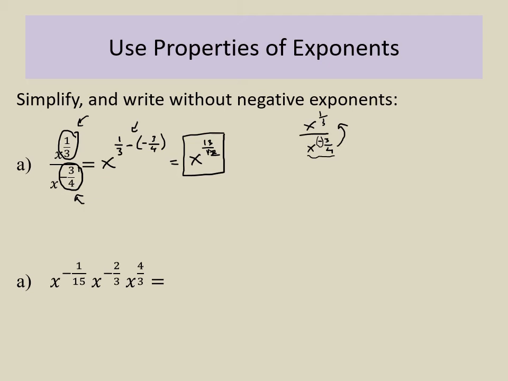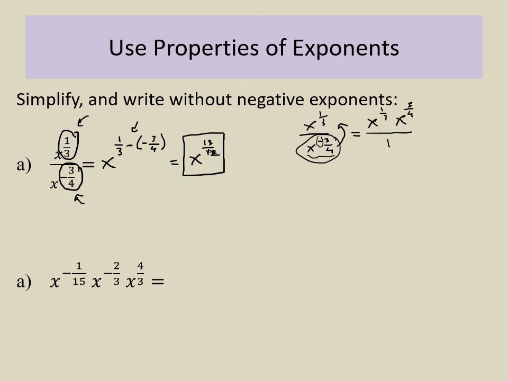So this can go up here and the exponent becomes positive. Okay, meaning I can write this as x to the power of 1/3 times x to the power of positive 3/4. Now, what does that leave on the bottom? Not nothing, it leaves 1. We don't have to write the 1, but it's still there.